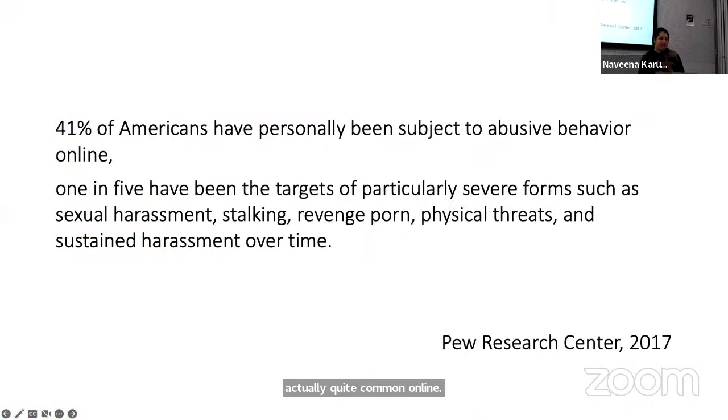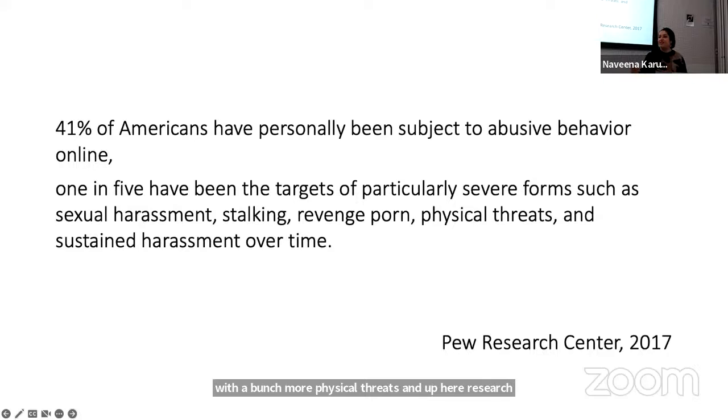So actually, some research by Pew Research shows that in the same year, and it's only gotten worse since then, 41% of Americans have been personally subjected to abusive behavior online. 1 in 5 have been targets of particularly severe forms of targeted harassment, like sexual harassment, stalking, revenge porn, physical threats, and sustained harassment over time.